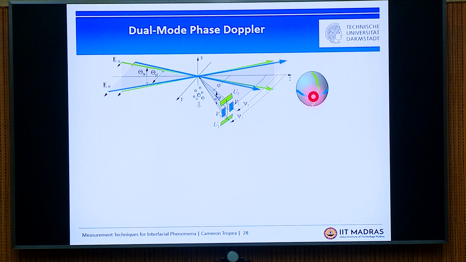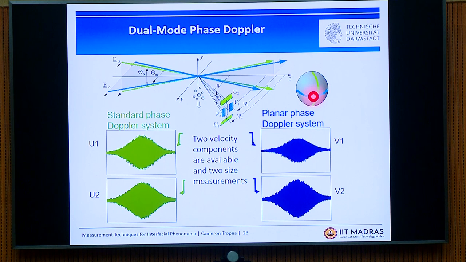Will, I could never convince Will that was a good idea, and I think because he just didn't want to admit that it was a good idea, so he still builds his with three detectors, and Dantec builds them with four detectors, and we call it a dual-mode phase Doppler. Anyways, that's another story. Maybe at the coffee break we can talk about personal animosities.